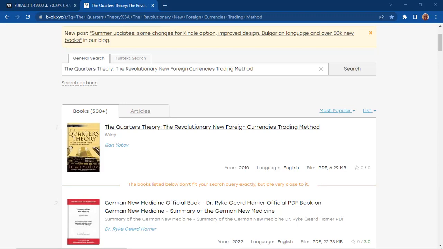So you have the Candlestick Bible, you have the Naked Forex, and you have the Quarters Theory. Those 3 books will put you on the path to becoming a master trader, profitable trader, disciplined trader, and it'll help with philosophies as well.